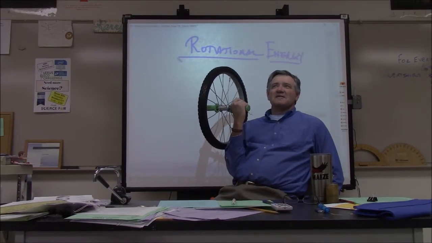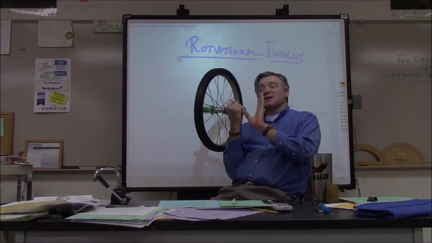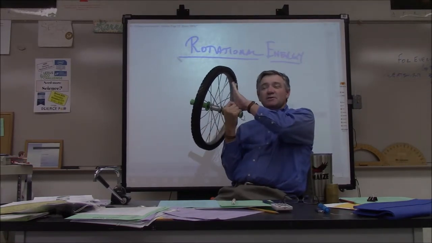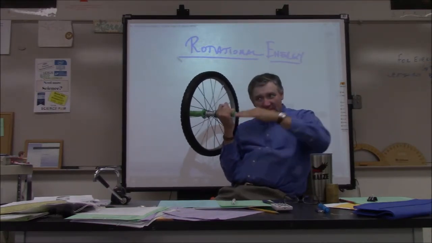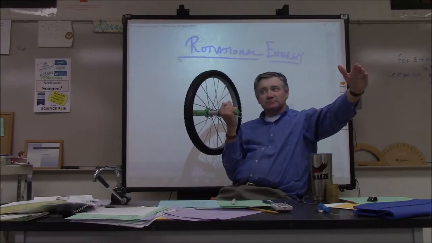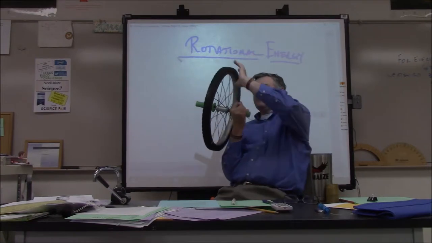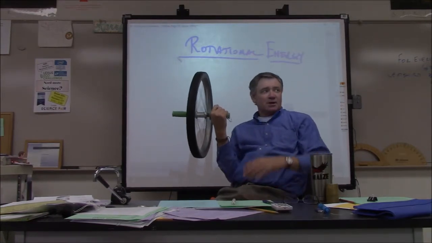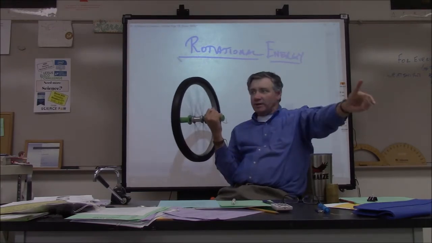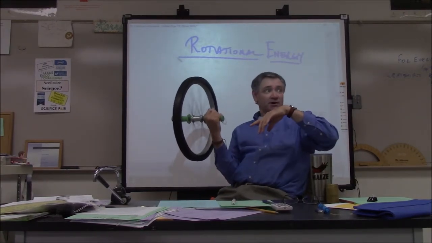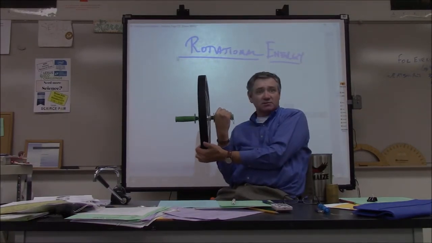You're right, but that wasn't the question. So here's my question. Can I make this wheel just have rotational energy without making it move, without the wheel itself moving along the line? If I do this, I have rotational energy, but it's not going anywhere. So clearly there's some energy going on here, right? And if I want to stop it, I've got to apply a torque, all this good stuff.